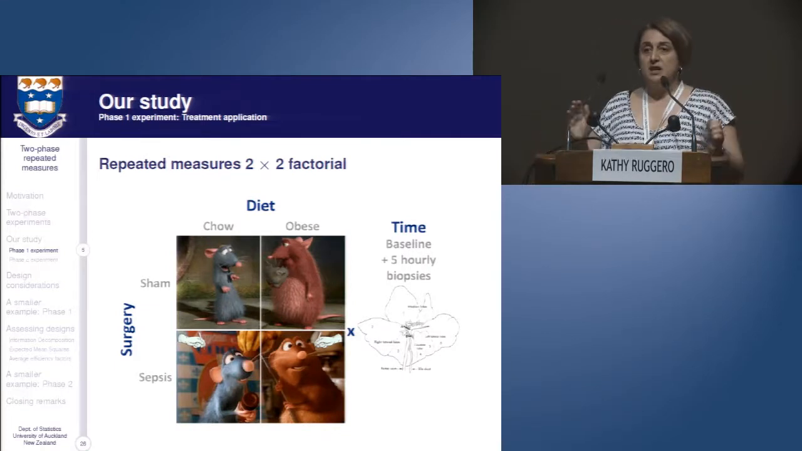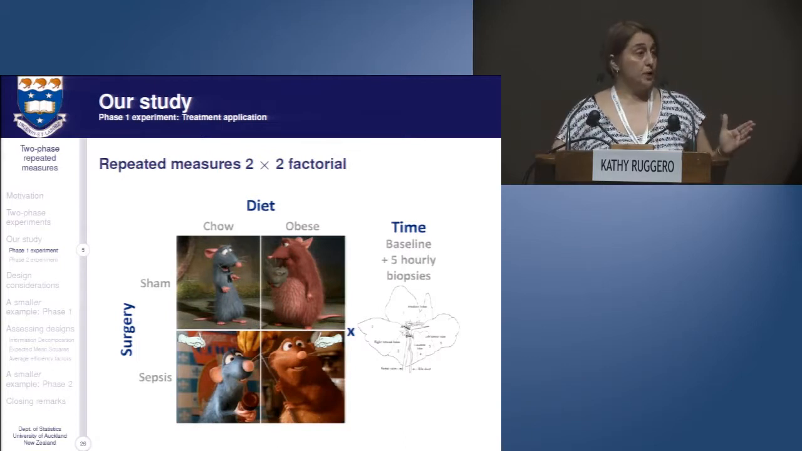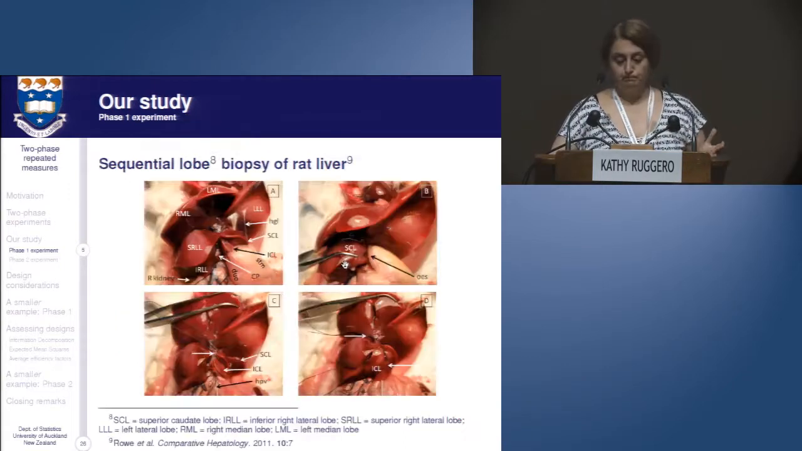And each of those animals has 6 lobe biopsies taken from them, one at baseline, before the sham or sepsis surgery is performed, and then hourly thereafter, for 5 hours, a lobe biopsy is taken.